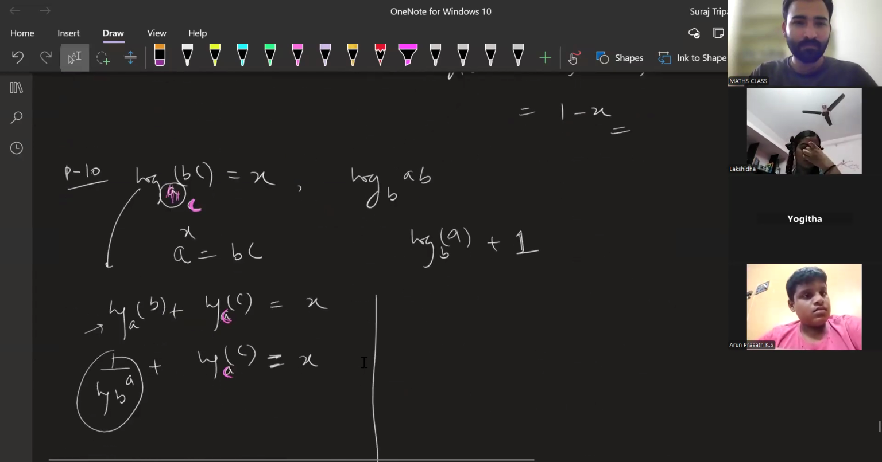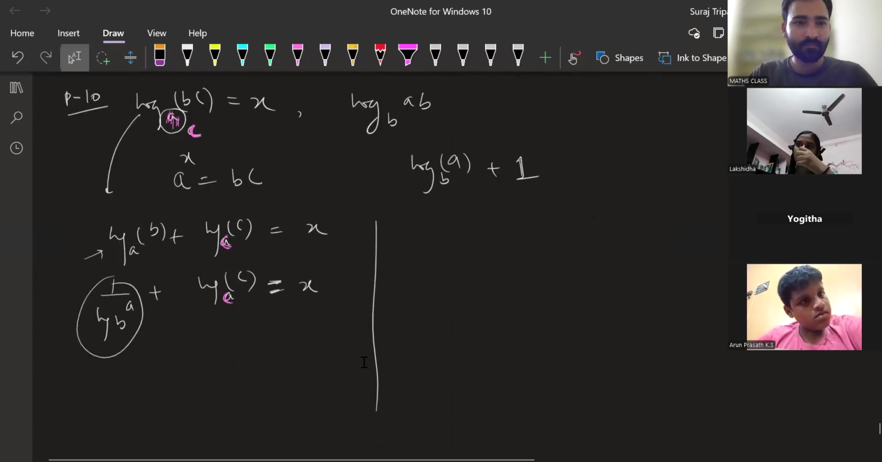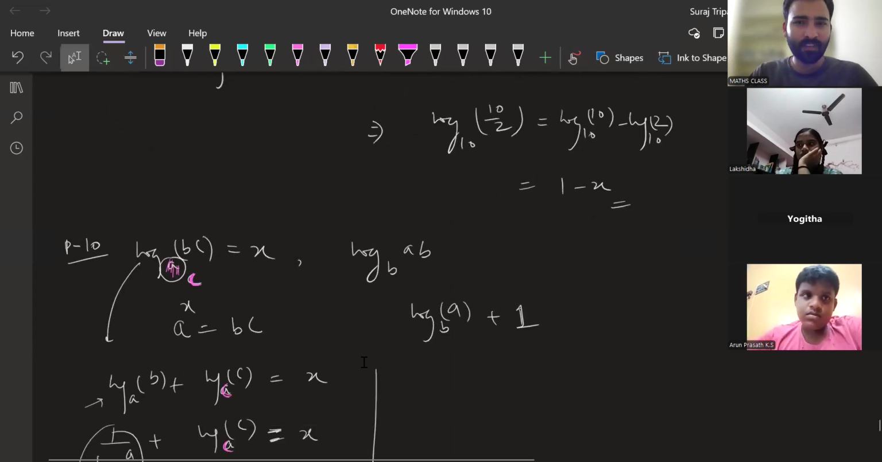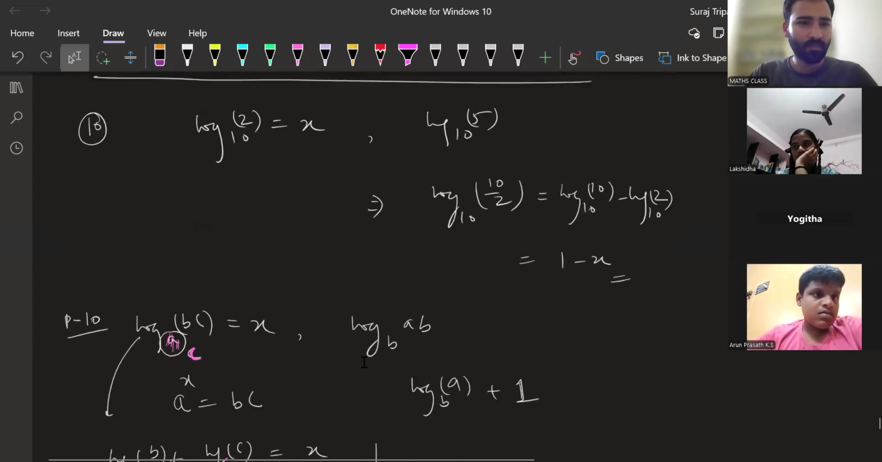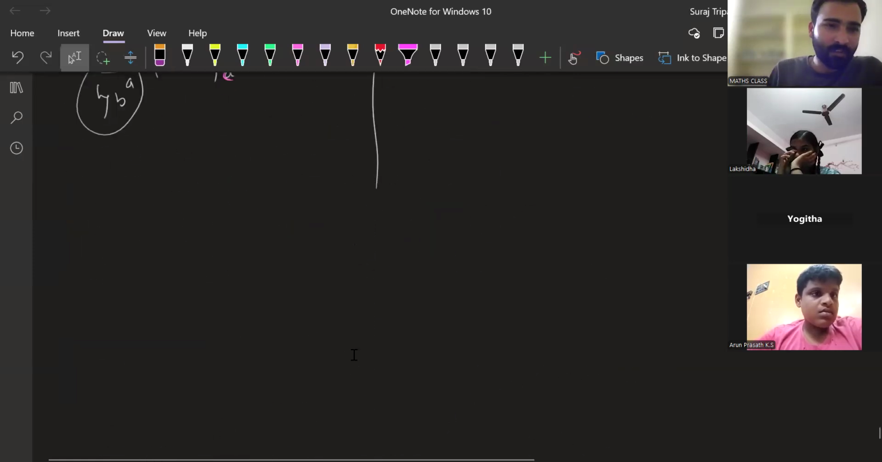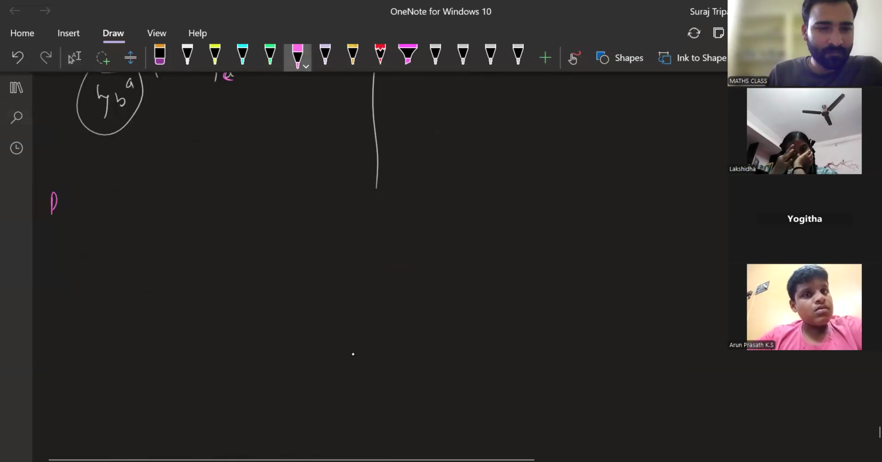For the 10th question, I'm getting x by x minus 1. Yes, correct. I'm sorry, 9th question. No, question number 10, I think. Okay, okay, yes, for 9. Question number 9, yes. The 10th we already solved. For the 8th question, b is equal to 5, sir. Okay.